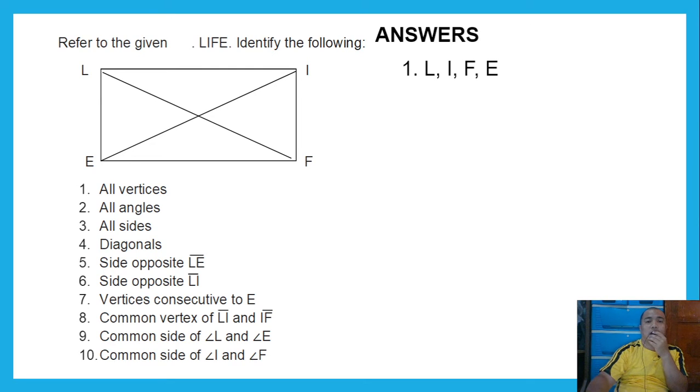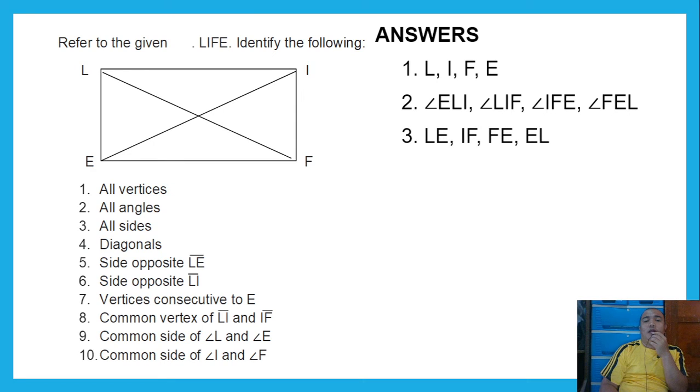Number 2, all angles: angle LIF, angle IFE, angle FEL, angle ELI. All sides: LI, IF, FE, EL. Diagonals, there are only two, LF and IE. Side opposite LE is IF. Side opposite LI is EF.